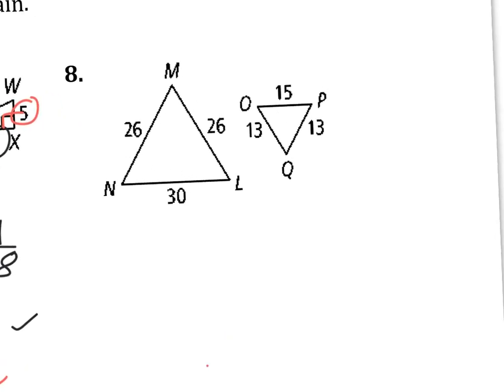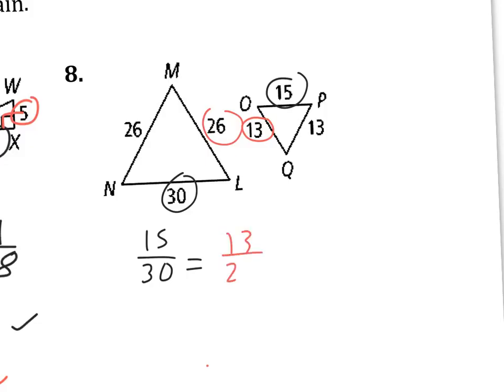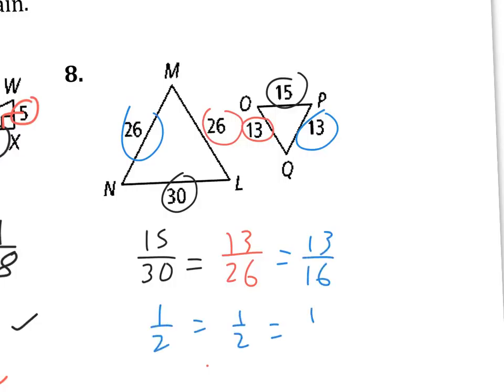Over here, we do our comparisons, and we see that every single ratio, 15 compared to 30, does that equal 13 compared to 26? And then this 13 compared to this 26. And since the scale factor is 1 to 2 for each one, then the answer is yes by side, side, side.